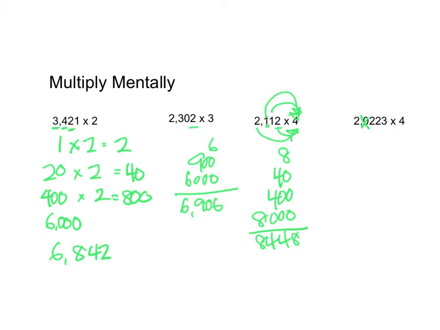This last one, I put in an extra 0 there somehow, so we're going to just ignore that. Our number is 2,223 times 4. So we are going to start in our ones. Well, 3 times 4 is 12. And to our tens, 20 times 4 is 80. 200 times 4 is 800. And 2,000 times 4 is 8,000. Lots of 8s. We add those together, and our answer is 8,892. So that's our first part, multiplying mentally.